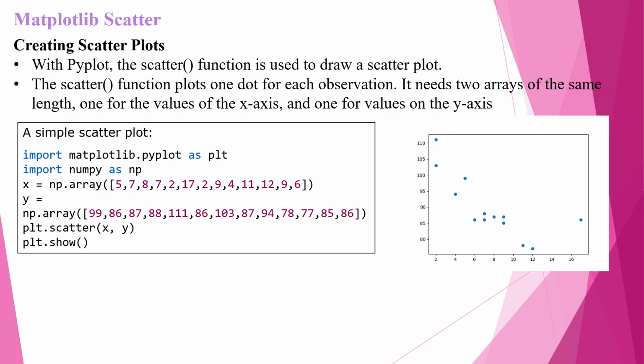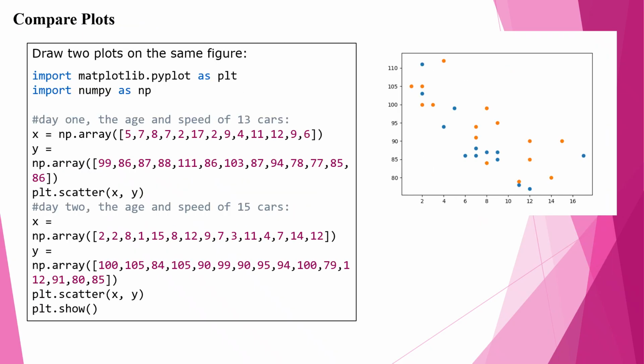Unlike line plots, the points are not connected, which makes scatter plots ideal for observing relationships, patterns, or clusters in the data. Finally, plt.show is used to display the plot.